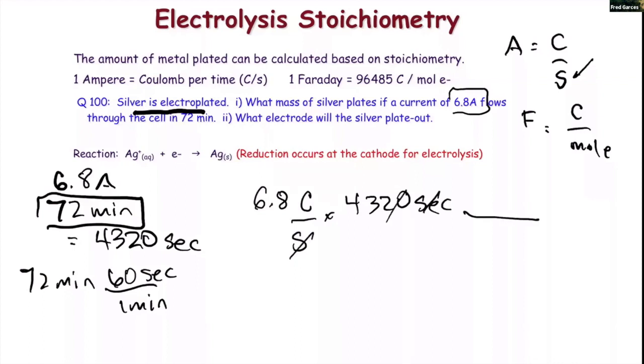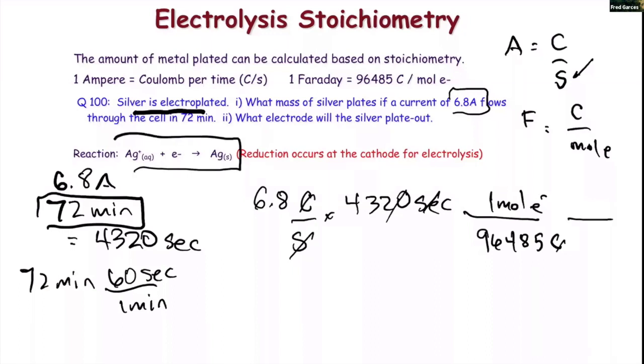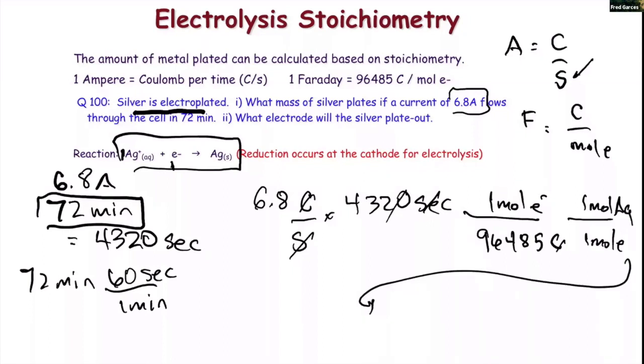We know that there are 96,485 coulombs in 1 mole of electrons. So the coulombs cancel. And we also know that for this reaction right here, it takes 1 mole of electrons to reduce 1 silver. And then finally, if you look up the atomic weight of silver, you will see that silver has an atomic weight of 107.87.